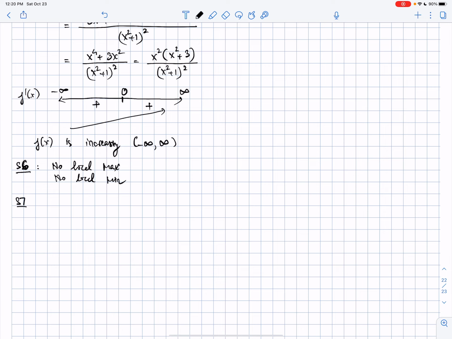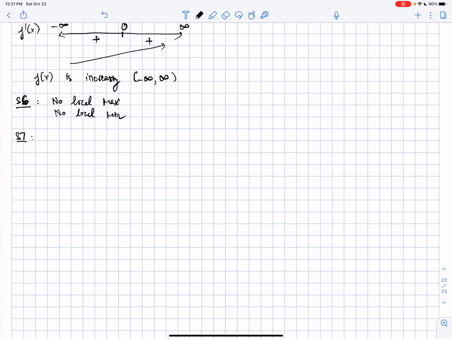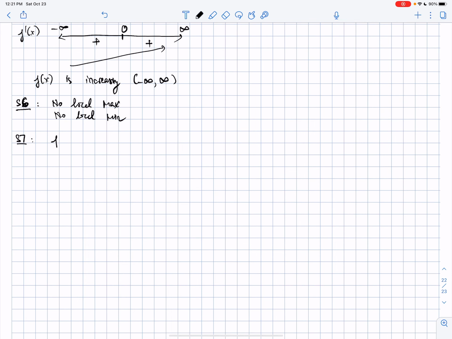Step number 7, we find the concave upward interval and concave downward interval by taking the second derivative. So we use the quotient rule again.